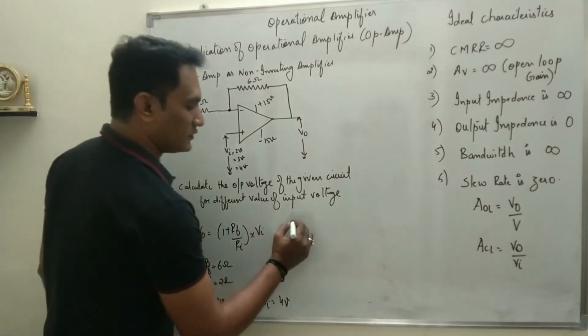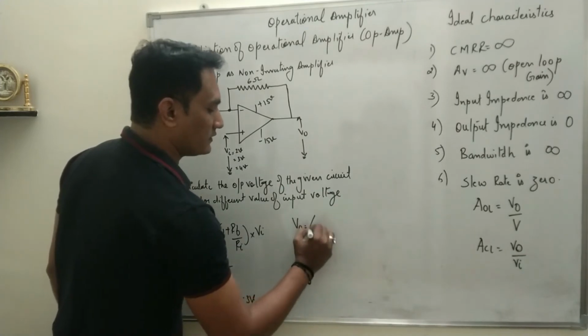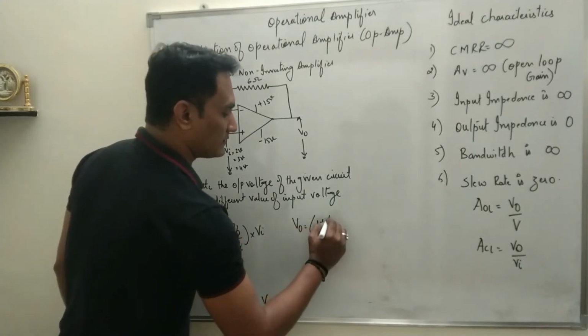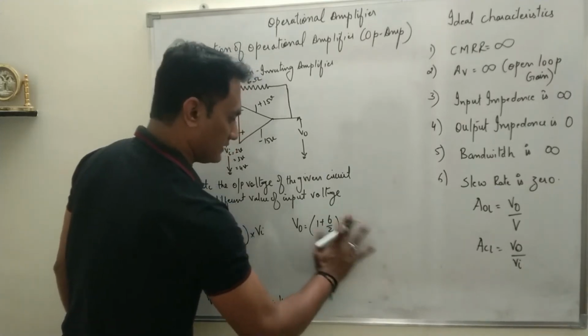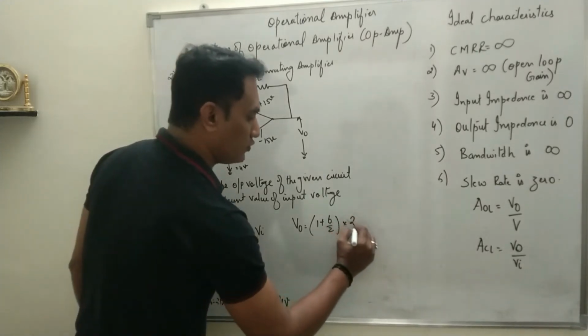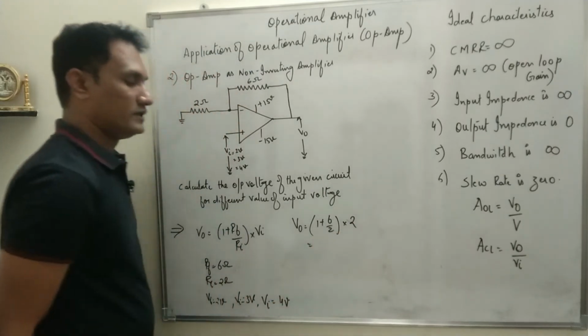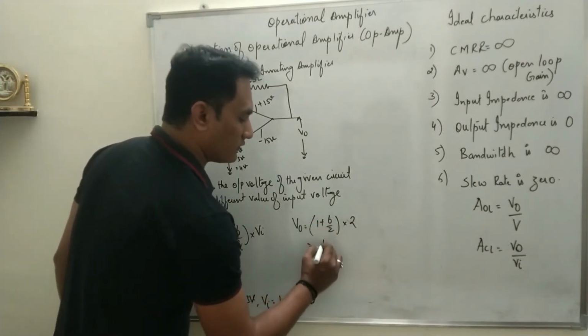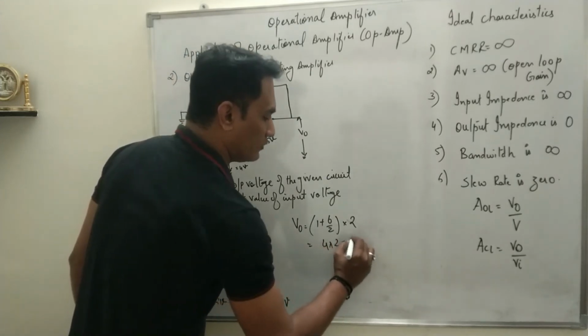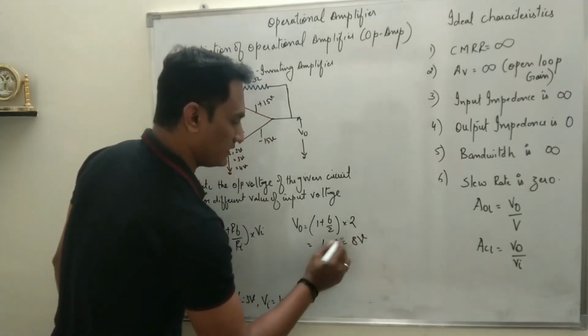So we need to calculate the output voltage. Just substitute the values and get the answer. V0 is equal to (1 plus 6 upon 2) multiplied by VI, where the first value of VI is 2. So 6 upon 2 is 3, 3 plus 1 is 4, so the gain will be 4, and 4 multiplied by 2 gives 8 volt in the first case.